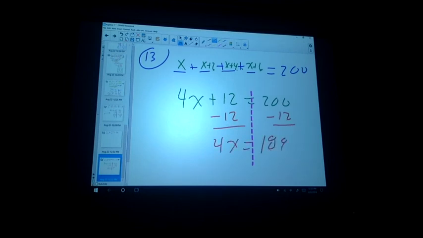188 divided by 4. So we find that x is equal to 47. Is that right? 4 goes in 18 4 times, doesn't it? So it goes 4 times and then 28. So 47. Is that an odd number? Yeah. So that's 47. Add 2 to 47, I get 49. Add 4 to 47, I get to 51. Add 6 to 47, I get to 53. If I add 47, 49, 51, and 53 together, I get 200.